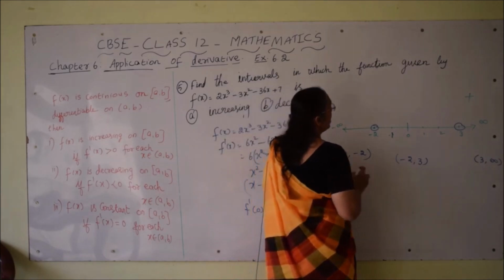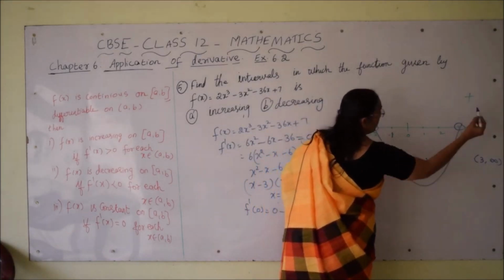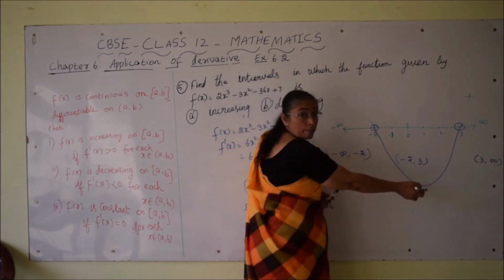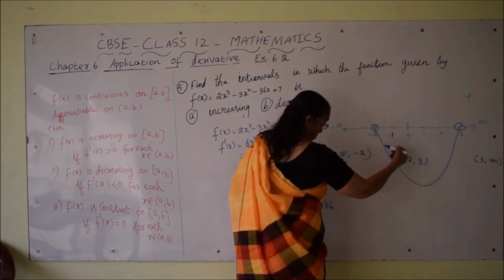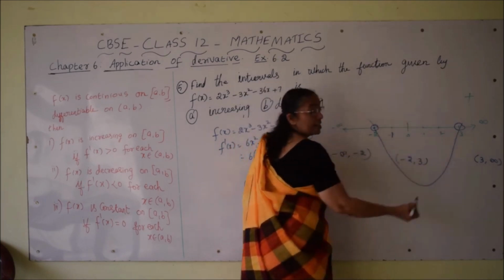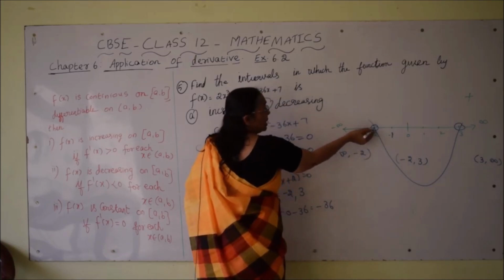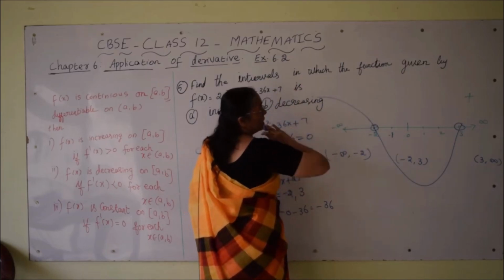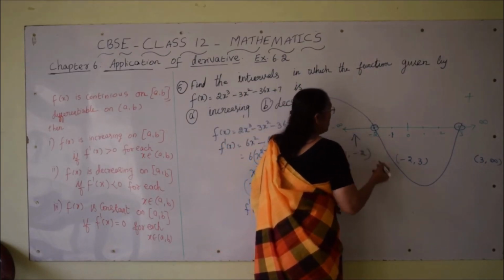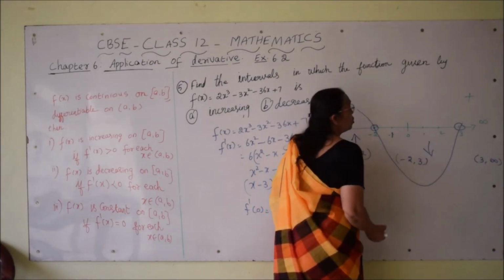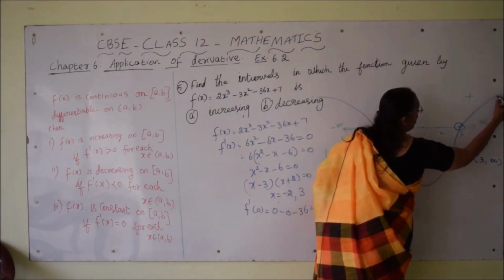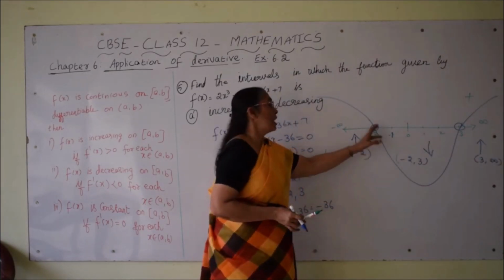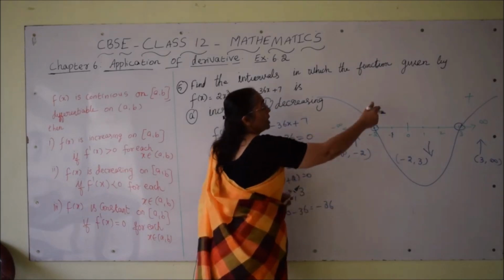So our graph in this interval is like this. Obviously the graph is taking turning points. We do not know about this minimum value, I have just roughly sketched it here, maybe like this. So from minus infinity to minus 2 the function is increasing. From minus 2 to 3 the function is decreasing. Again from 3 to infinity the function is increasing. So if you find out one interval, it is enough. We can find the other intervals by sketching this curve.